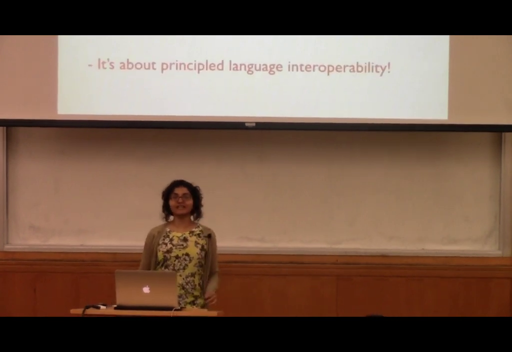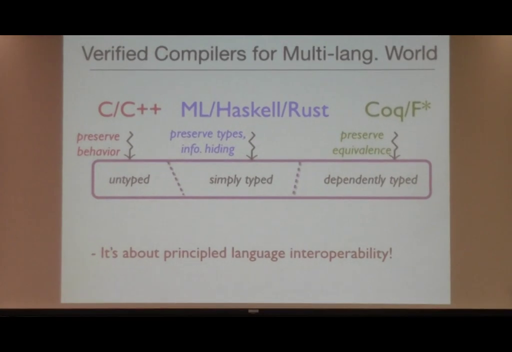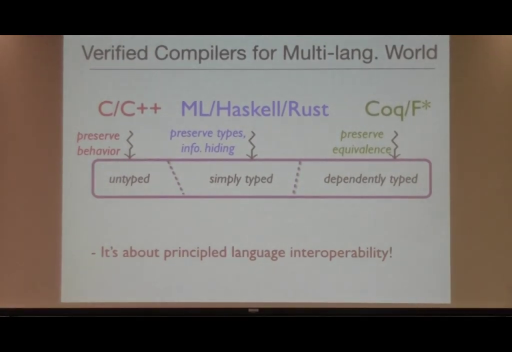There might be solutions to that, but you have to think about it. So I would say that it's about principled language interoperability, and how do we get principled language interoperability? I think there are lots of techniques out there, things like gradual typing and multi-language semantics and type-preserving compilation, and all of these things that we can leverage, all right? And I'll try to give you a flavor for how my group is thinking about some of these issues.